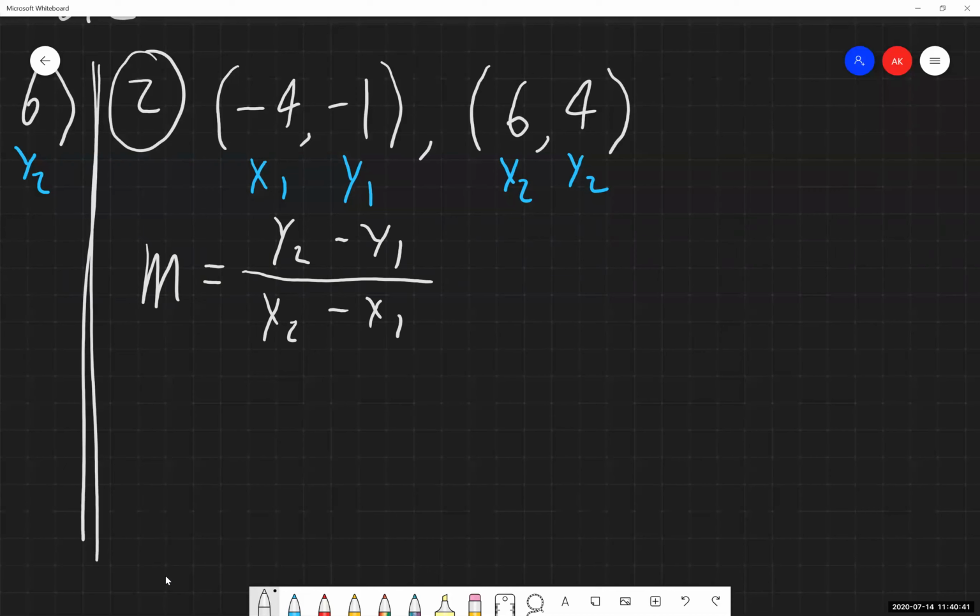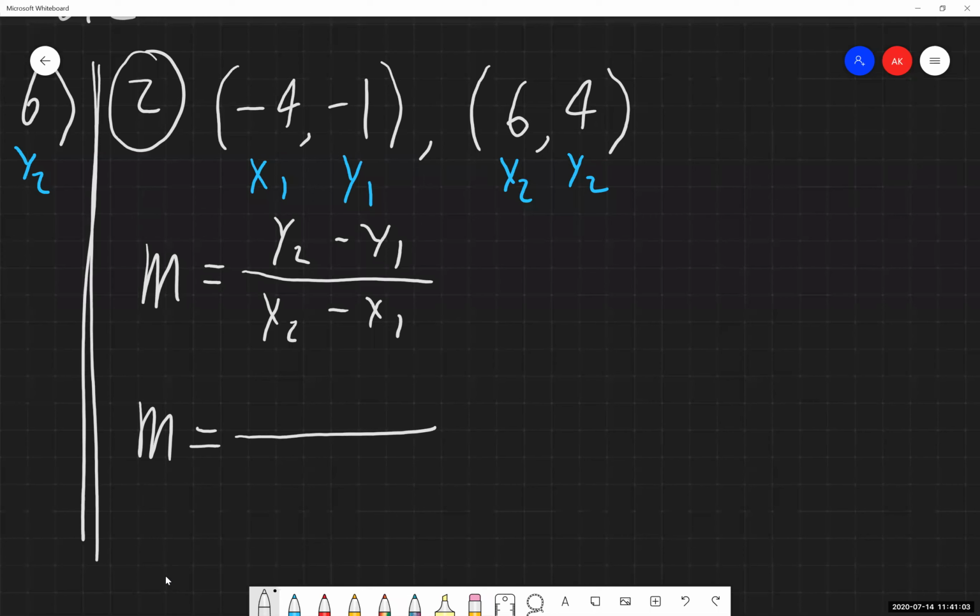So again, just like we did with our first example, I am now plugging in what I have labeled in my problem into this equation accordingly. So where y2 is, I'm going to put in 4. Where y1 is, I'm putting in -1. Where x sub 2 is, I'm putting in 6. And where x sub 1 is, I'm putting in -4. So I'm just substituting in this step.